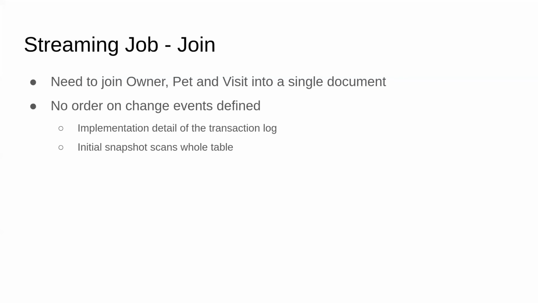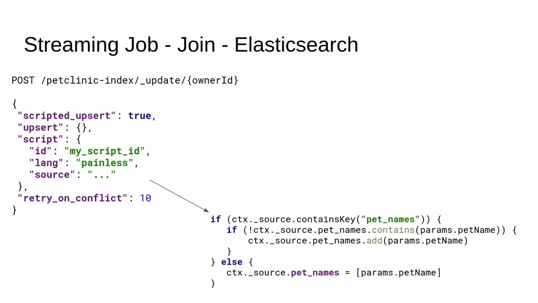So the first option is to basically do the join inside Elasticsearch using something called scripted upsert. This is a combination of an update operation and an insert operation, and there is going to be a different request for the owner type, a different request for the pet type, and a different request for the visit type. But the principle is the same for all of them. And it either creates a new document or updates the existing document, and it updates the data using this script.